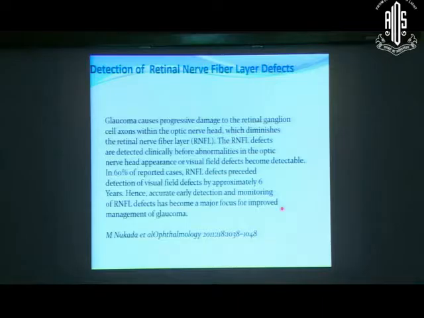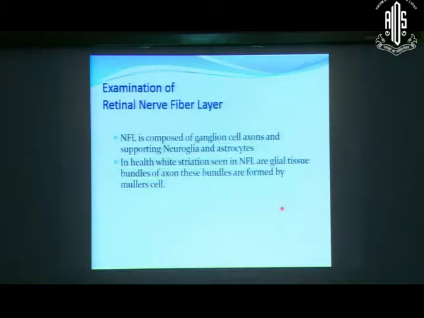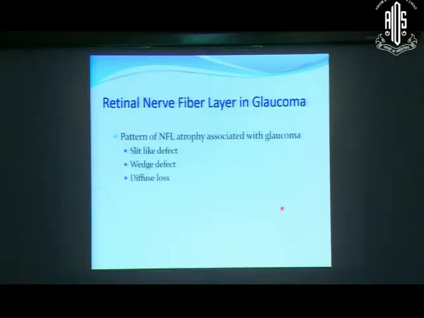As I said earlier, the RNFL analysis represents the structural loss in glaucoma, which precedes the functional loss by almost 5 to 6 years, and that is accepted by everyone. The RNFL is composed of the ganglion cell axons, and they run in bundles of around 20 to 25 in number, surrounded by the astrocytes and the glial tissue.